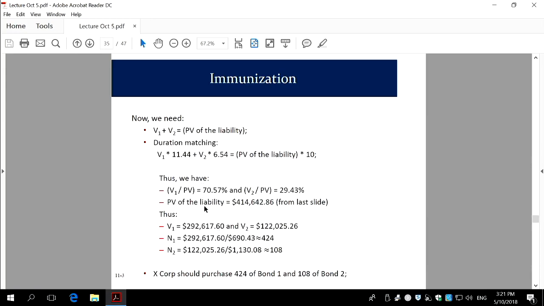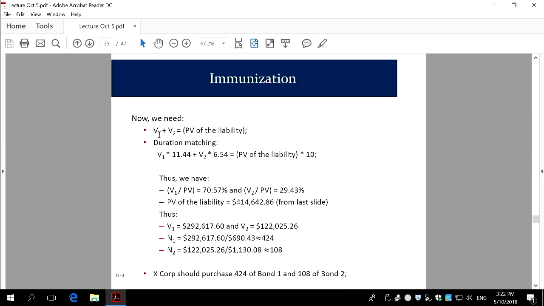Then eventually, we need to satisfy two conditions. First of all, the present value of your liability equals the present value of your bond. So your asset side and your liability side are equal. The second thing is the duration of your asset side, bond 1, bond 2, and this is the duration of your liability side. So you want to match the duration of your asset side with the duration of your liability side. Then we can simply solve this equation, right?